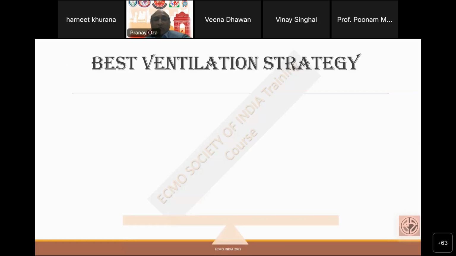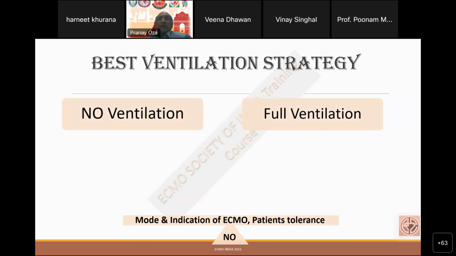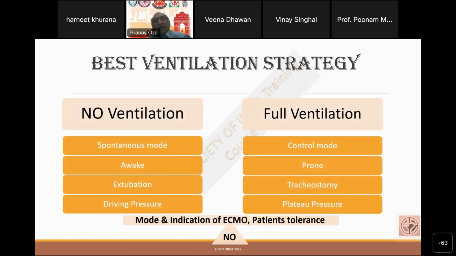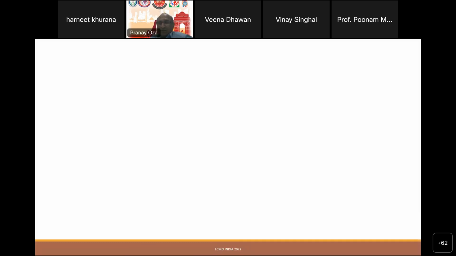So then what should be the best ventilator strategy? And the answer is no, there is no best ventilator strategy as has been defined. It depends on the patient's tolerance and the mode and indication of ECMO. So it can be no ventilation to full ventilation, it can be spontaneous mode to control mode, it can be awake versus prone ECMO, it can be extubation versus tracheostomy, or whether to go by driving pressures or go by plateau pressure. So there are still some controversies in all of this.